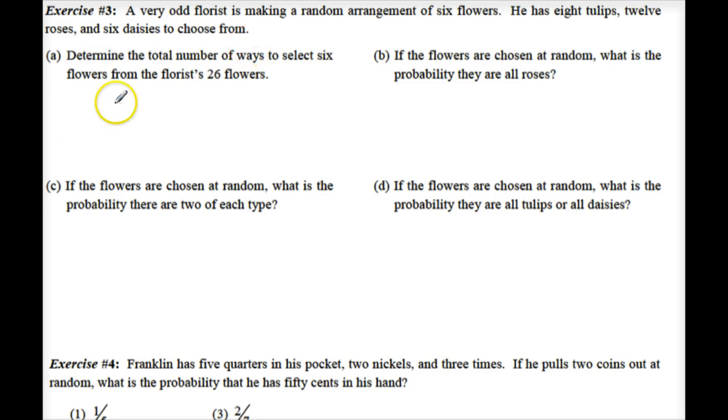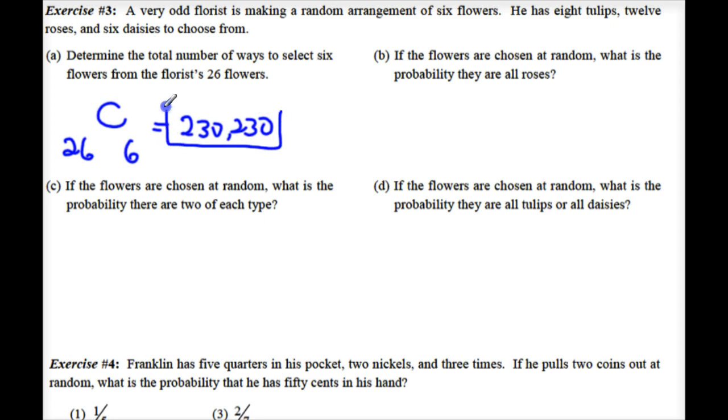So this is the easy one. There are 26 and he's choosing 6. So 26 choose 6 is 230,230. That's it. That's an easy one. Now B says, if the flowers are chosen at random, what is the probability they're all roses? So again, he has to choose 6. So this is my total probability.